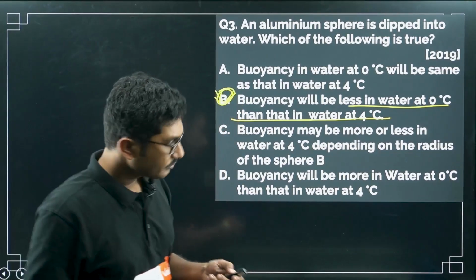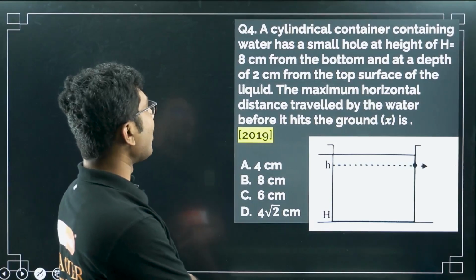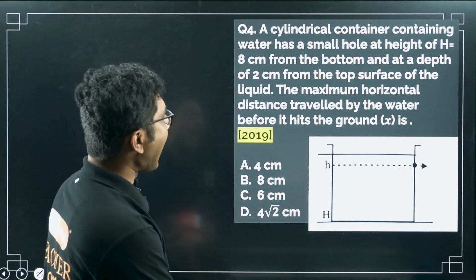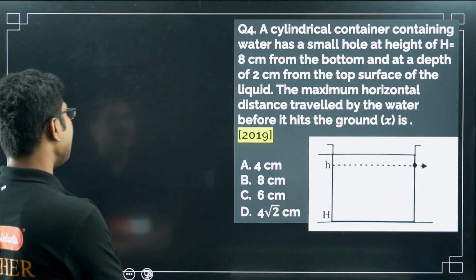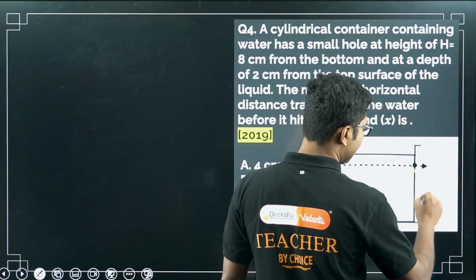Now, next question. A cylindrical container containing water has a small hole at a height of capital H equal to 8 centimeter. So, at a height of capital H, this is 8 centimeter.